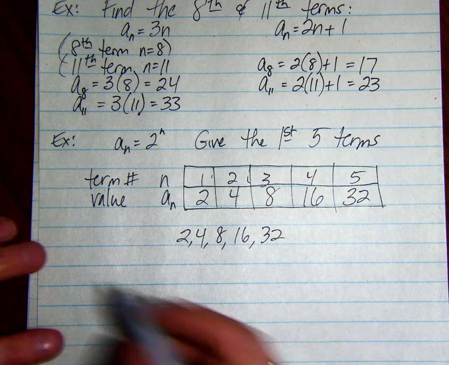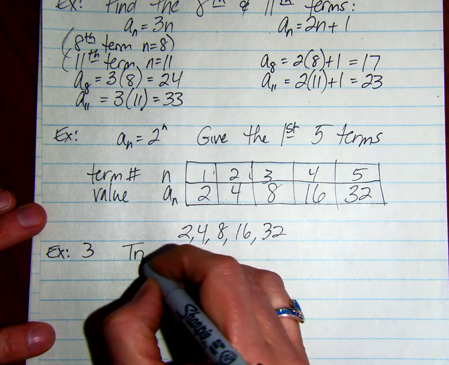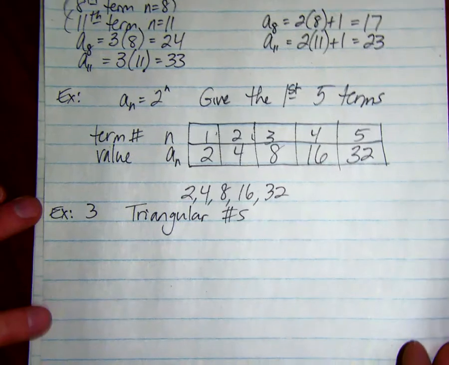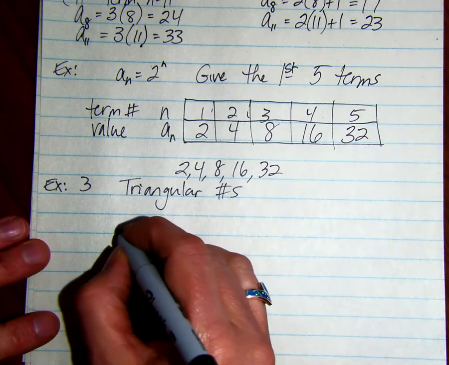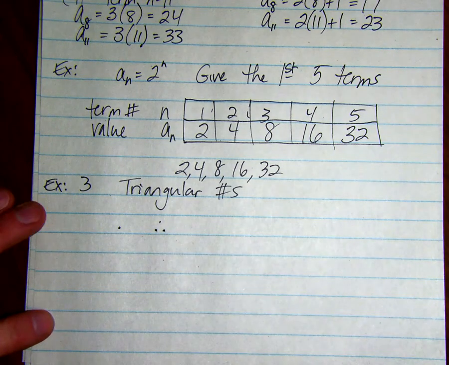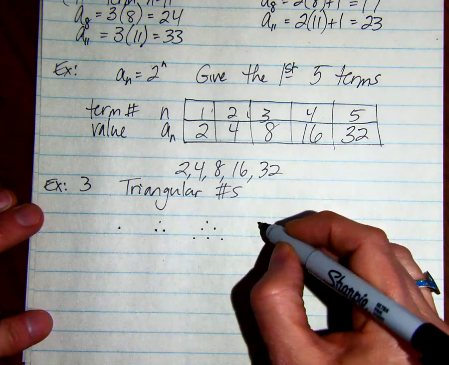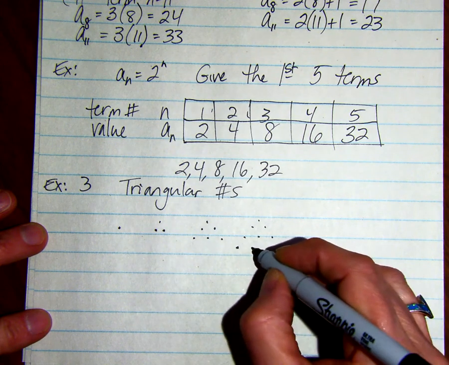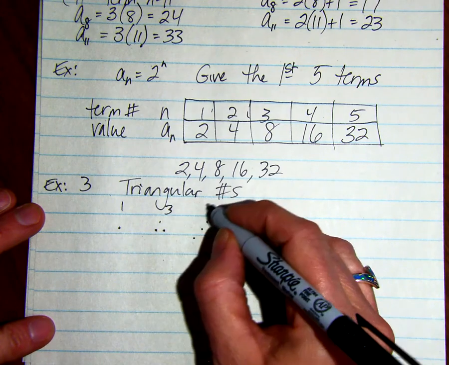Now we're going to go over something really quick called triangular numbers. Triangular numbers are basically how many dots it takes to make a triangle. So they're counting 1 dot as a triangle. Then we have 3. Then if we add another row, we have 6. And then another row, it's going to be 10. And we can keep going like that.